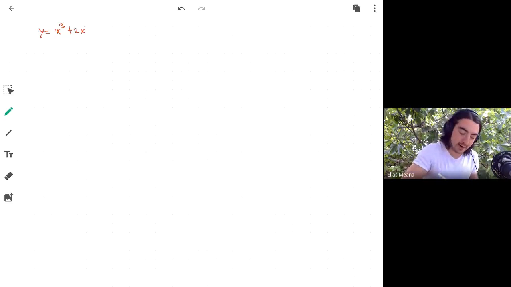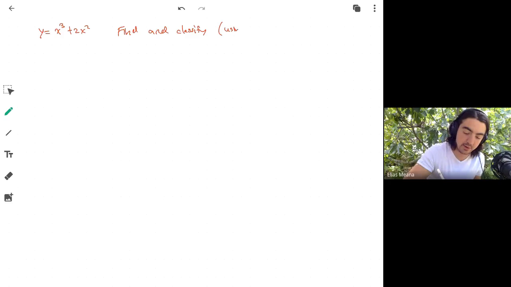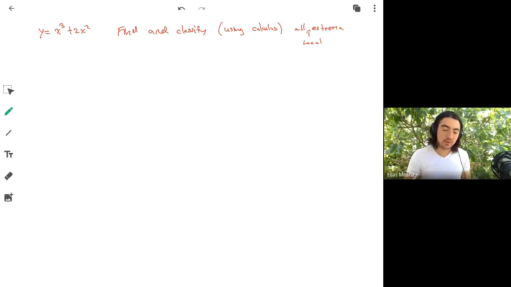So we're trying to find and classify, using calculus, which is what they usually say in exams, all the extrema. This means the minimums and maximums, I should say local extrema. Local means in that circle. So let's go back to our page where we talked about the second derivative test and see what steps we have to actually follow here.